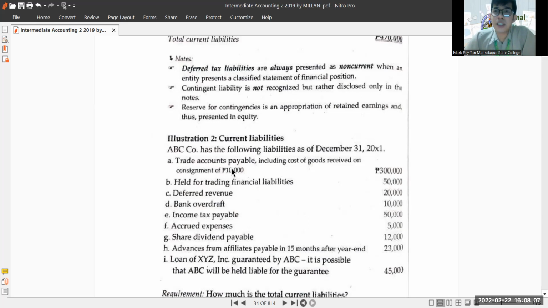Pag sinabi natin consignment, di ba, dalawa yan. May consignor, may consignee. Ang tanong, sino may-ari ng inventory? Si consignor o si consignee? Si consignor. Ngayon dito, based sa wording na goods received on consignment, ibig sabihin, si ABC company siya ay consignee. So, hindi niya pag-aari yung goods. Sinama niya sa accounts payable. I don't know ba't niya sinama. So, hindi siya kailangan isama. Kaya ang gagawin natin, yung 10,000, ibabawas mo siya sa 300,000. Okay, yun lang.